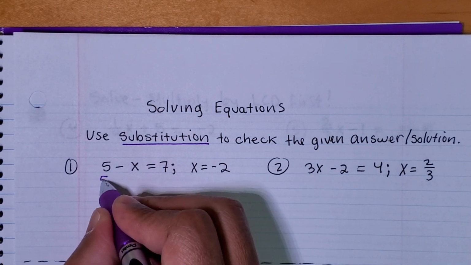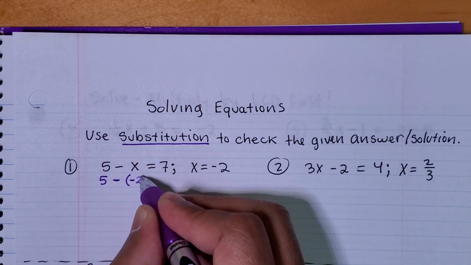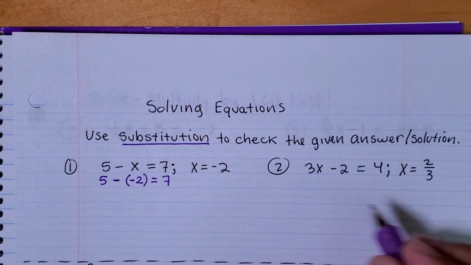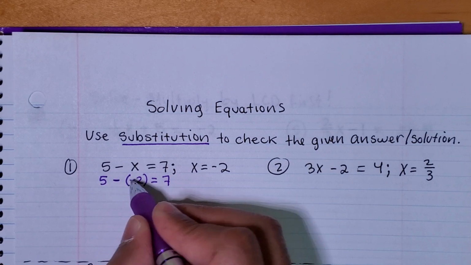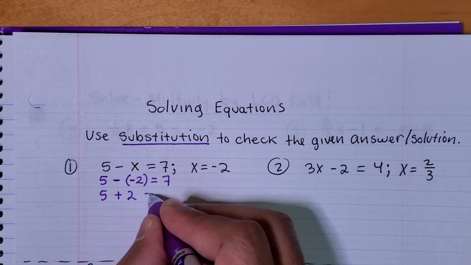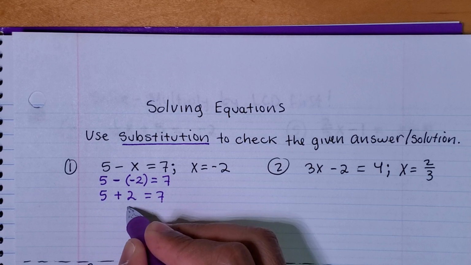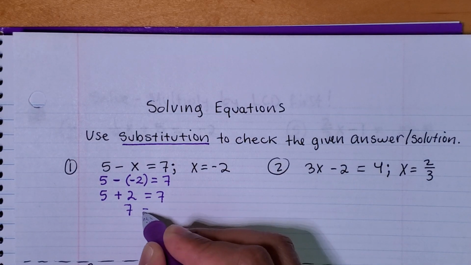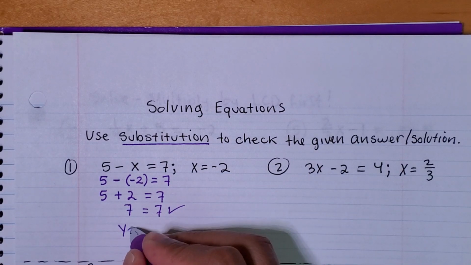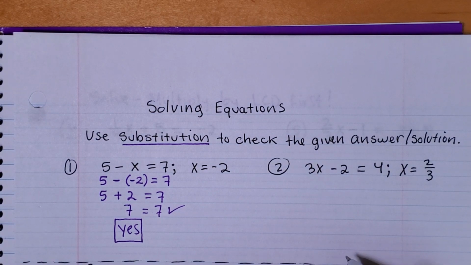So I'm going to bring down that 5 and then minus, and if x is -2, I want to find out if this is equal to 7. Okay, so we know that we have a negative in front of a negative, and that turns into a positive. So 5 plus 2 equals 7. And we also know that if we add 5 and 2, that gives us 7. So it checks. So the answer to this one is yes, x equals -2 is the solution for this equation.